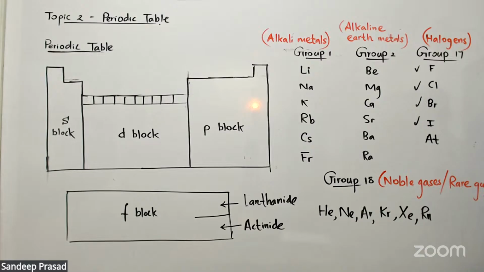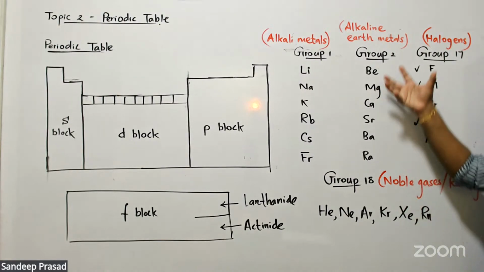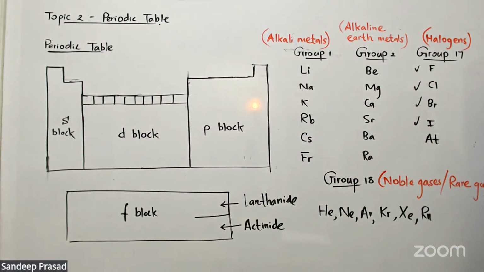That means mostly carbonate compounds, oxides. Likewise, we can extract them from the earth.